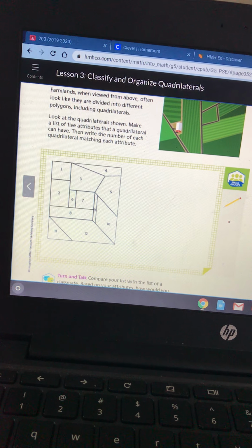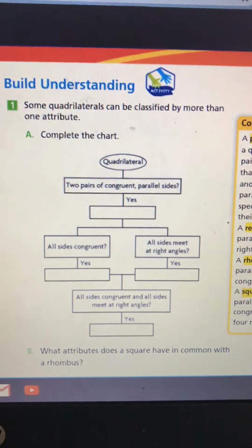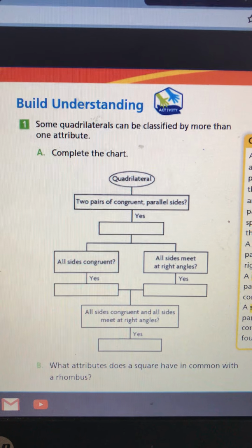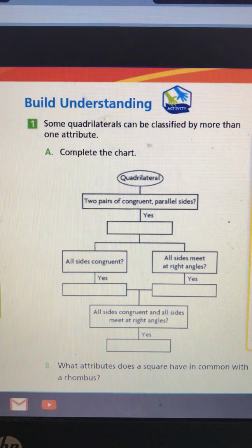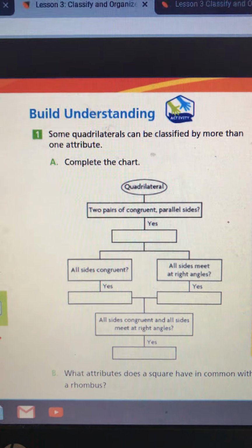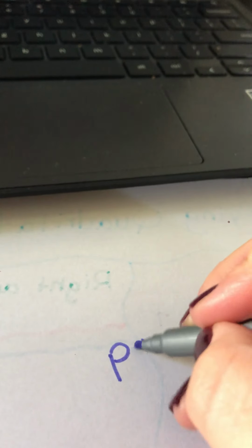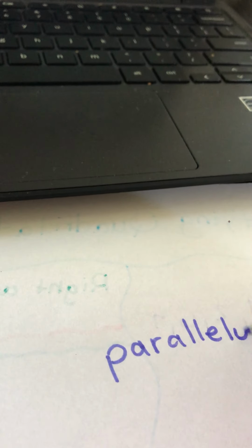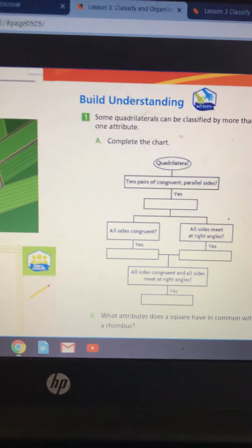I'm going to go on to the second problem, which is build understanding, number 1. And it says, some quadrilaterals can be classified by more than one attribute. For example, a quadrilateral has 2 pairs of congruent parallel sides. What else has 2 pairs of congruent parallel sides? Well, a parallelogram. A parallelogram also does.